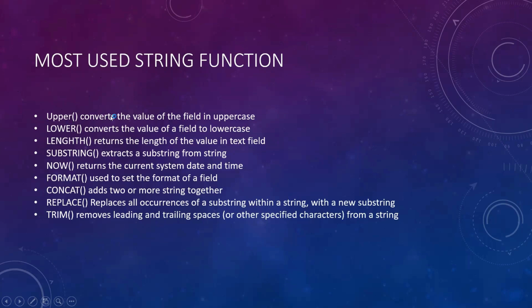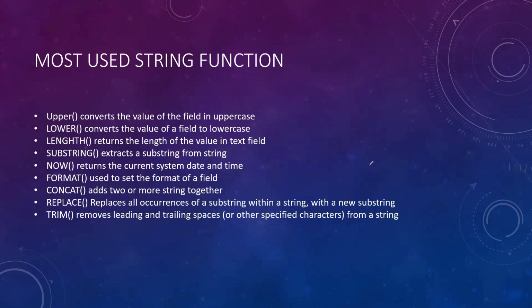Upper converts the value of the field to uppercase. Let's suppose we have written someone's name and we want all the alphabets in capital letters, then we will use uppercase. Lowercase converts the value of the field to lowercase, the opposite of uppercase. Then length returns the length of the value in the text.